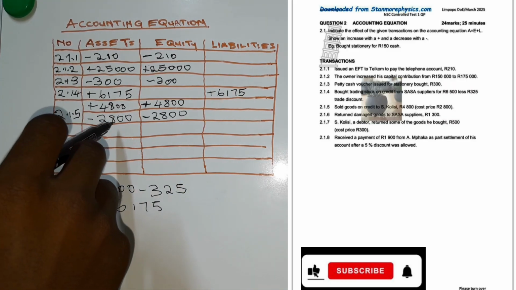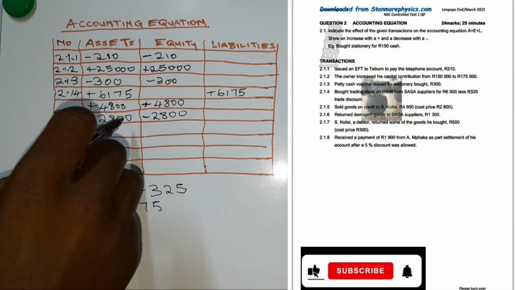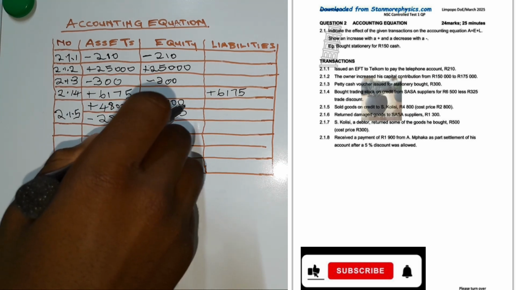Then here we have trading stock. Our trading stock will decrease by 2,800 since we are no longer owning that good in our business. We sold that good. Then also our cost price will decrease.